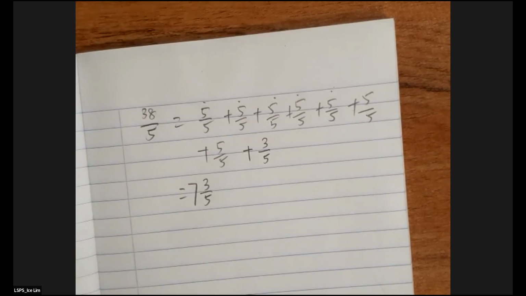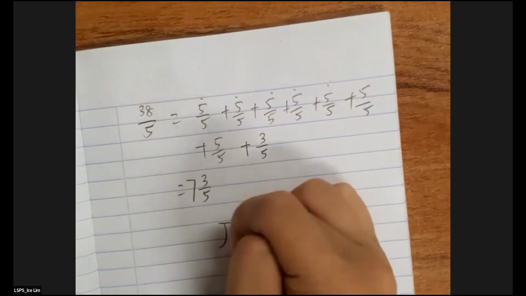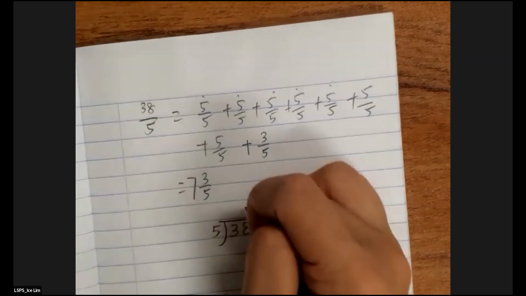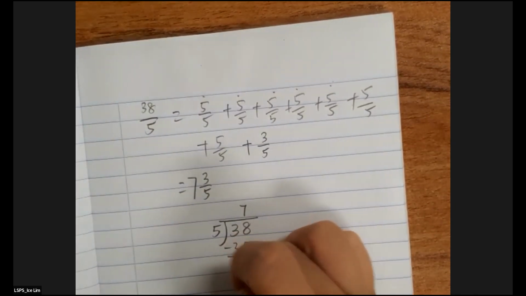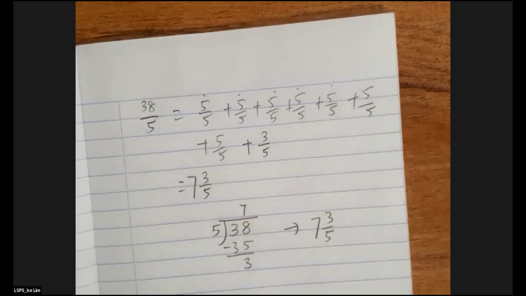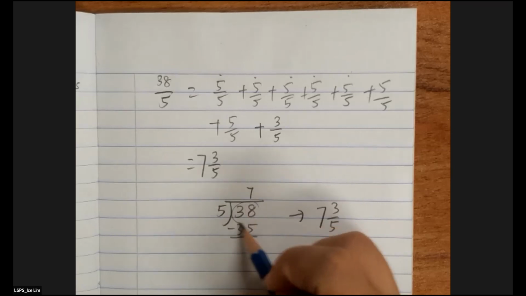What is the shortcut? Tell me, don't tell me. How? Divide what? 38 divided by 5 gives me 7 remainder 3. So I get 7 and 3/5. Why does this work? Yes, Zahir? Closest possible to the numerator. So what does this tell me?